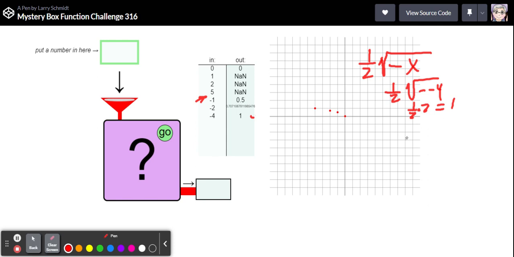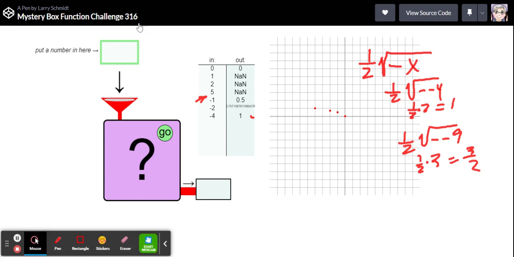If I put in a negative 9, what should we get? Well, that's going to be 1/2 times the square root of a negative 9. This all becomes a positive 3, so 1/2 times 3. So that should be 3/2 if I put in negative 9. So let's try that. So negative 9. Yeah, 1.5 is the same as 3/2.